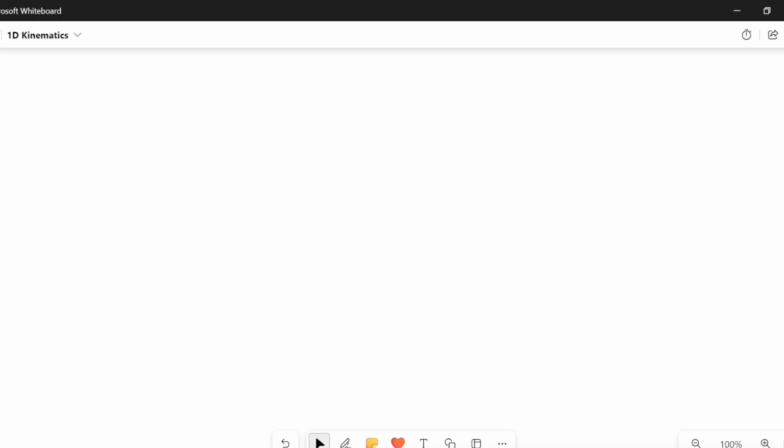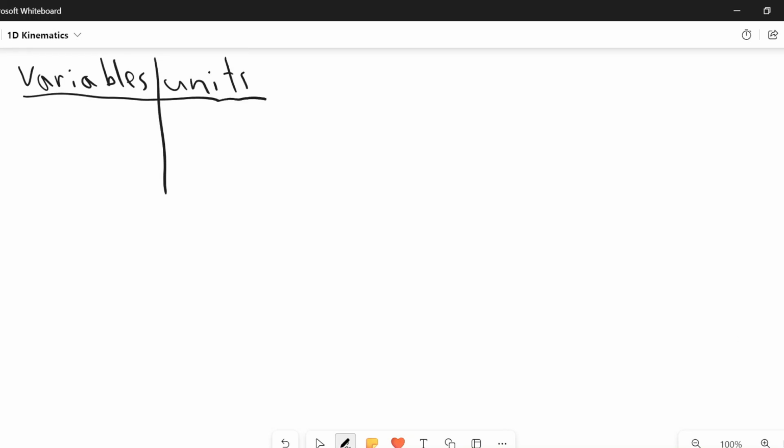So first of all, what is kinematics? Kinematics is the study of motion. It's basically objects moving, right? So we have two very important concepts to start off kinematics with.